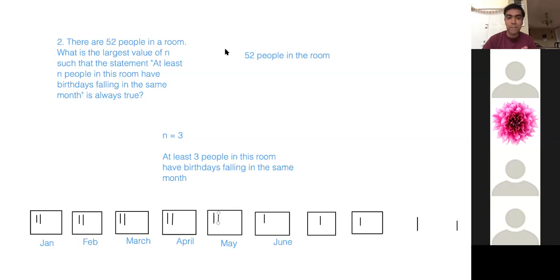Or in other words, what is the minimum number of people I need to have for this statement to be true? At least 36 people. It seems like it, but let's think about it.